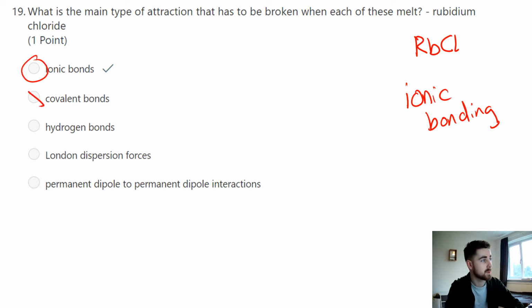It's not covalent bonds because we have an ionic compound. Covalent bonds exist between two non-metals. Hydrogen bonds exist between covalent molecules. London dispersion forces occur between different atoms or molecules. We have one large ionic structure, so there are no LDFs in there, and the same explanation applies for PD to PD.